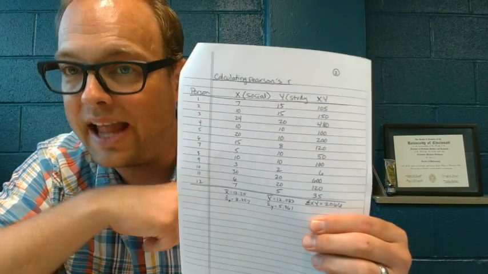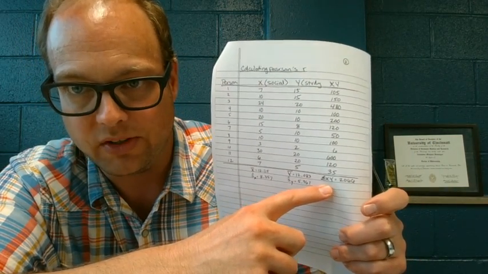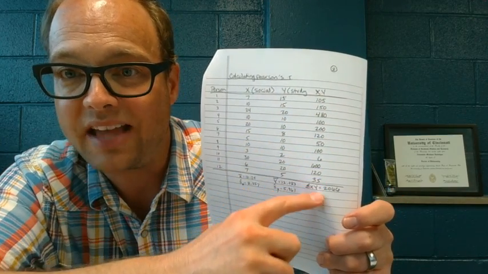Then I simply added all those together. That sum of x times y, which also goes into our formula for Pearson's R, is simply all these products added together. So 105 plus 150 plus 480 plus 100 plus 200 plus 120 plus 50 plus 100 plus 6 plus 600 plus 120 plus 35 is 2066. That's sum of x times y. All right?